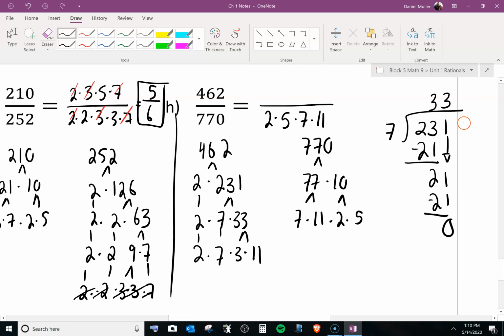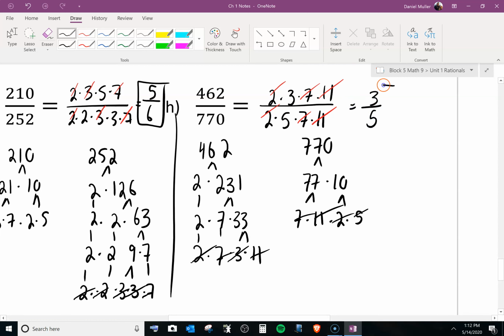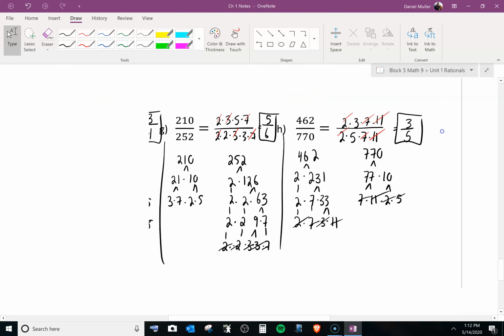So I'm going to go ahead and erase this off to the side here. And now I can just write this down. 462 is going to be the 2, 3, 7, and 11. And the bottom one was, again, 2, 5, 7, 11. Beautiful. So what do I got? I got a 2 on top, 2 on bottom, 11 on top, 11 on bottom, 7 on top, 7 on bottom. So I get 3 over 5. All of that reduced to 3 over 5, which is quite nice.